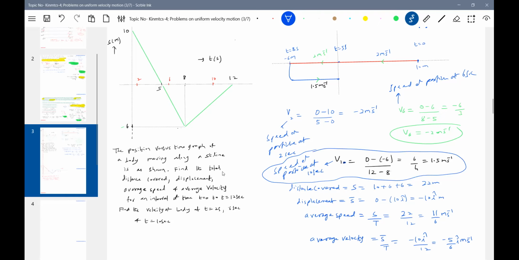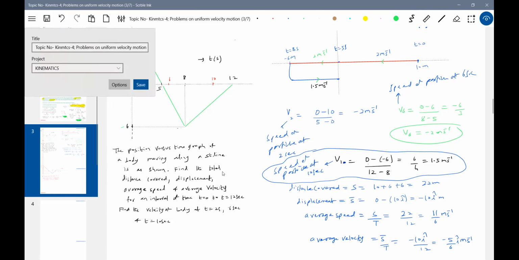Like this, from the s-t graph, position-time graph, what all you can calculate: you can find out instantaneous speed, distance covered, displacement, average speed, average velocity. All these things you can determine.